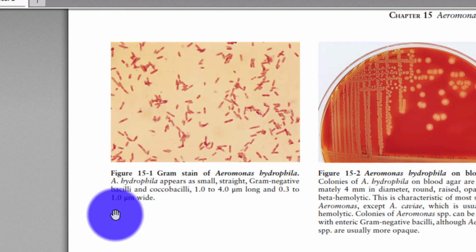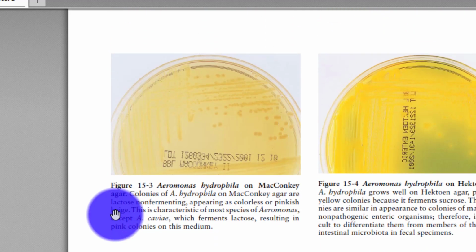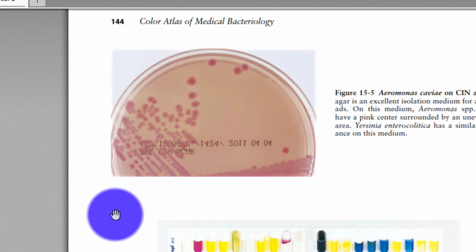Aeromonas. Gram stain, Aeromonas on blood agar, Aeromonas on MacConkey, Aeromonas on selective agar, Aeromonas.